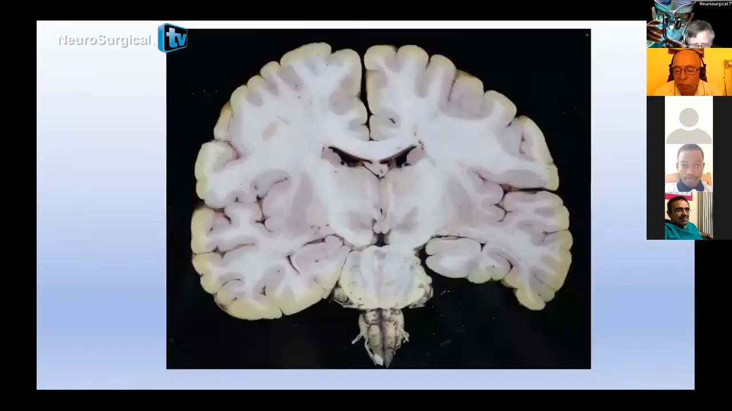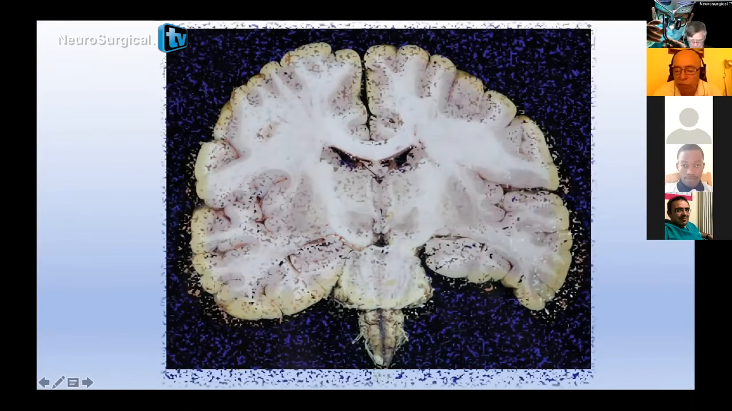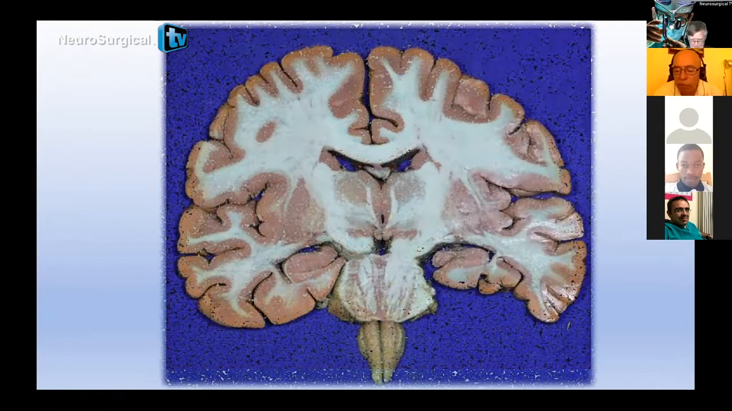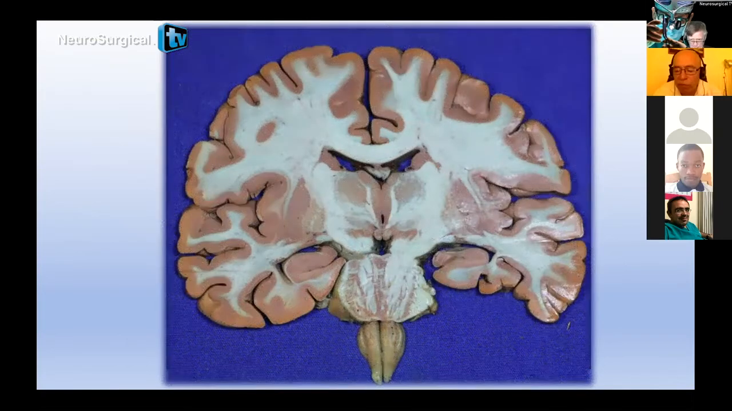Again, for example, the putamen, the pallidus nucleus. Here we have the thalamus and the caudate nuclei. This one, and some parts of the pons. Let's go to see what's happening with this Mulligan stain.